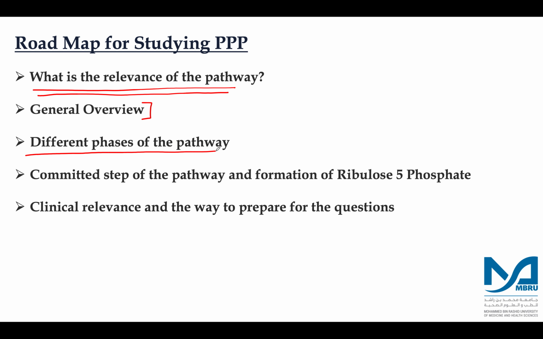We will divide the pathway into two phases, an oxidative phase and a non-oxidative phase. We will talk about the important aspects of these phases and then relate them to the significance or relevance of the pathway. Most importantly, our focus will be on the committed step of the pathway and the formation of ribulose 5-phosphate. And lastly, we will talk about the clinical relevance of the pathway and also how to prepare for assessments when you are studying the pentose phosphate pathway for the exam.